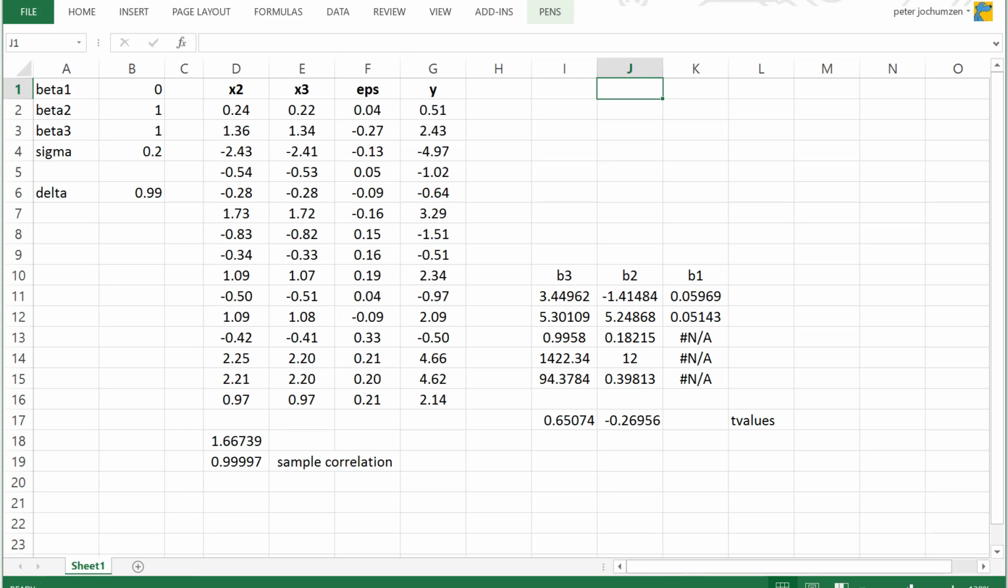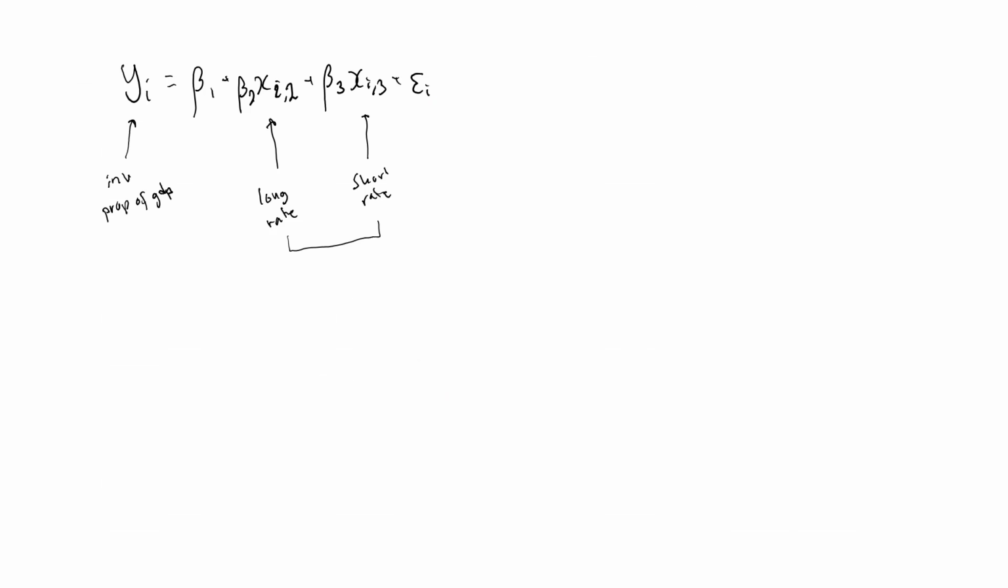So it becomes very difficult to distinguish between the effect of these two variables. Is it x2 that's causing the effect, or is it x3 that's causing the effect? It's almost impossible to tell because they're almost always the same number. Going back to this example, you would expect the long rate and the short rate to be very highly correlated. And that means that if you try to run this regression, the standard errors of B2 and B3 will be very large. And this will be the case in general.